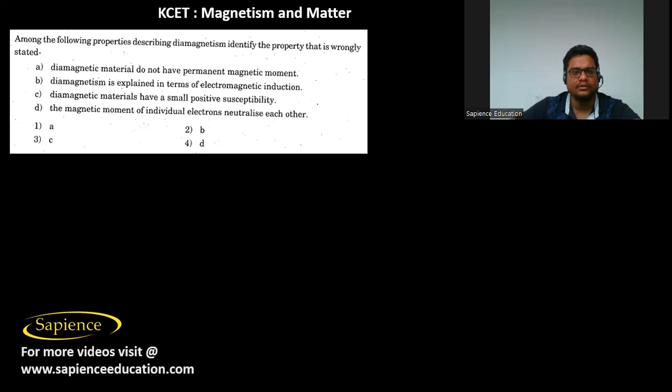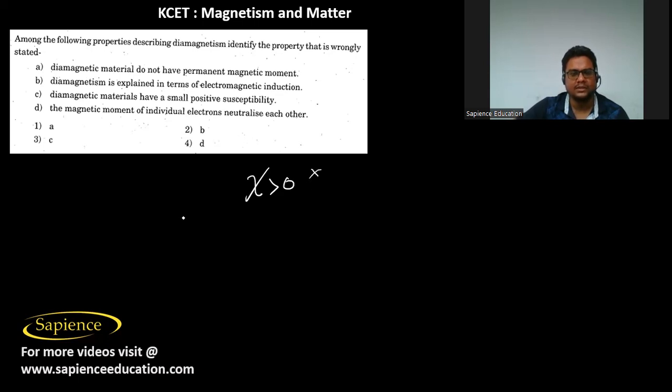Then here it is told, among the following properties describing diamagnetism, identify the property that is wrongly stated. The first statement is that diamagnetic materials do not have permanent magnetic moment. The second statement is diamagnetism is explained in terms of electromagnetic induction. The third statement is diamagnetic materials have a small positive susceptibility. It means it is told that chi value is greater than 0, which is wrong.